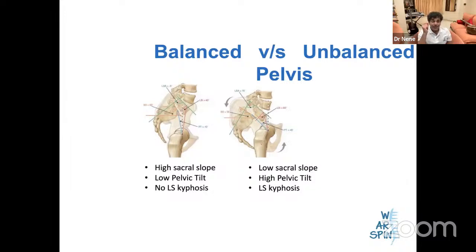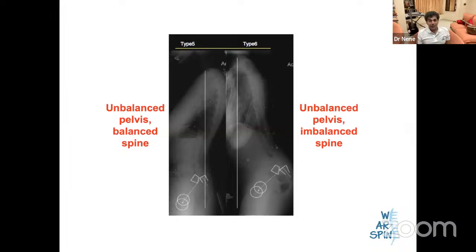So if you have a balanced pelvis with a balanced spine, you don't need to reduce the spondy. If you have an unbalanced pelvis, you can see the features of an unbalanced pelvis here, with a balanced spine, you can still get away by not reducing it. But if you have an unbalanced spine with an unbalanced pelvis, you have to reduce it. Otherwise, your surgery will fail.